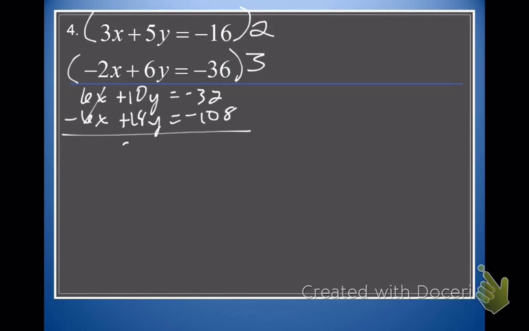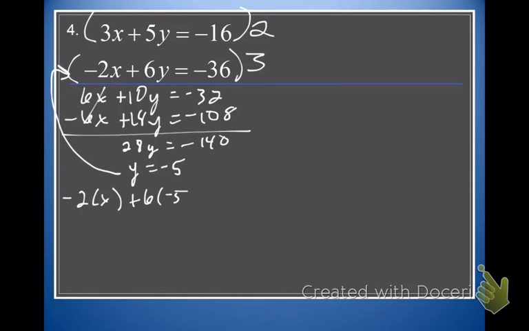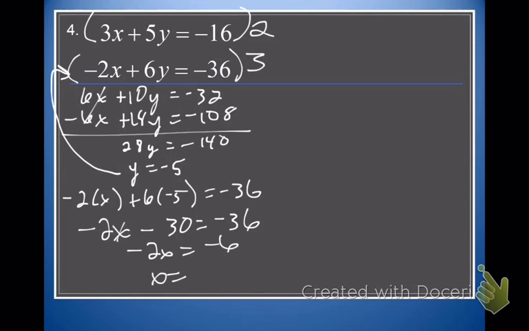Add up your equations. You get 28y equals negative 140. Divide both sides by 28, and y is negative 5. And now that you've got negative 5 for y, I'm going to change it up and substitute it into the second equation this time. Don't get too weirded out. Okay? And then we get negative 2x minus 30 equals negative 36. Add 30 to both sides. Divide by negative 2. And so you get (3, -5).